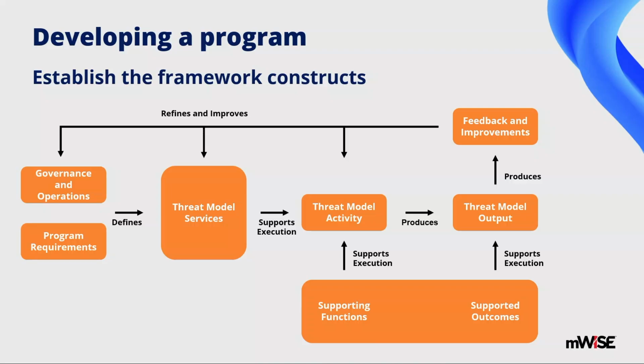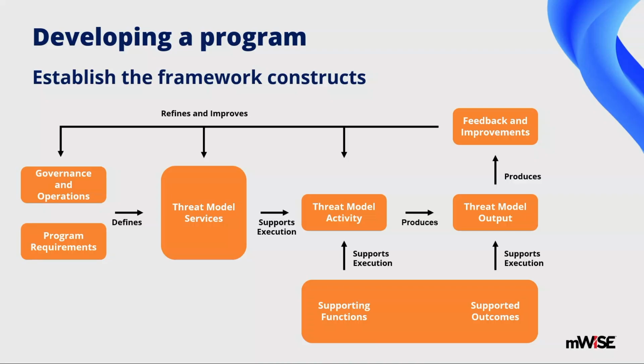Along the bottom as well, the supporting functions and supported outcomes, there are other constructs that I did want to talk about. So one is the supporting functions. These are different functions or areas within the organization that can support the execution of threat modeling activities. What do I mean by that? Threat intelligence, I think, is probably the biggest example, as Tim mentioned earlier. Threat intel is a big part of threat modeling. And if you have a CTI function within your organization, you should probably try to involve that team, or at least make them aware of what you're doing when you are threat modeling, so that they can provide you with the proper information to inform your threat model exercises.